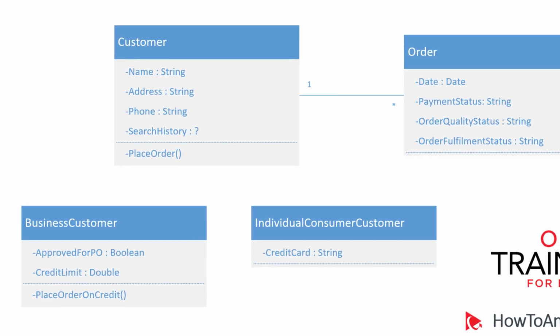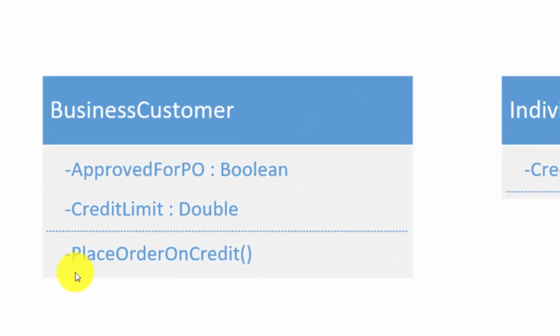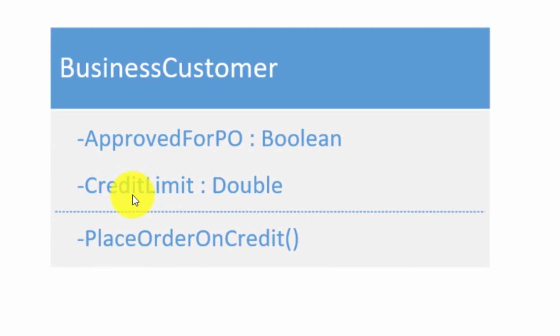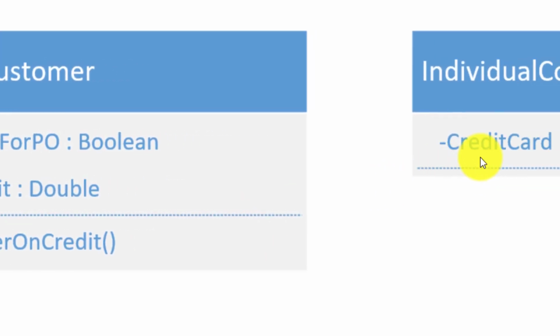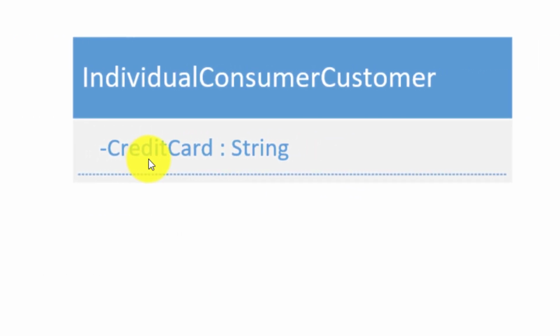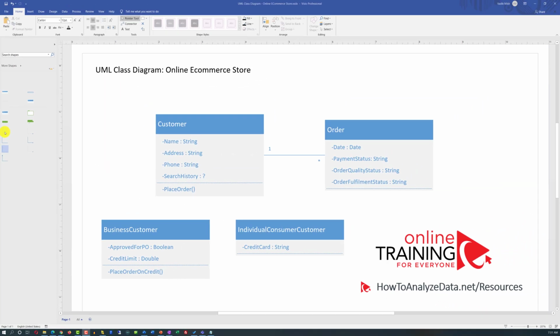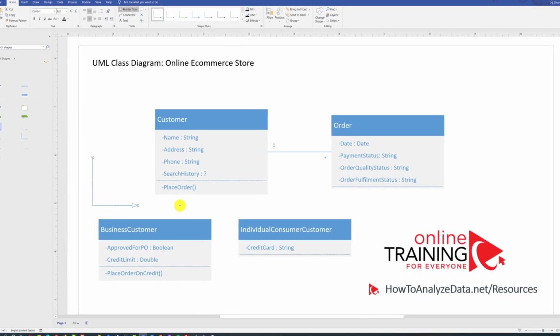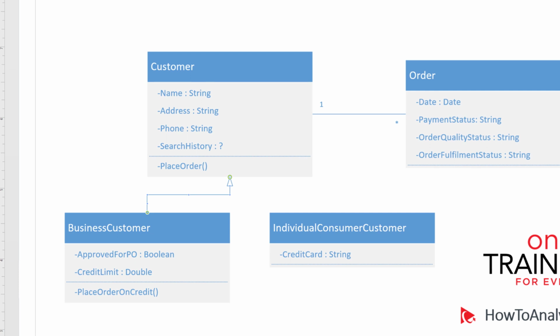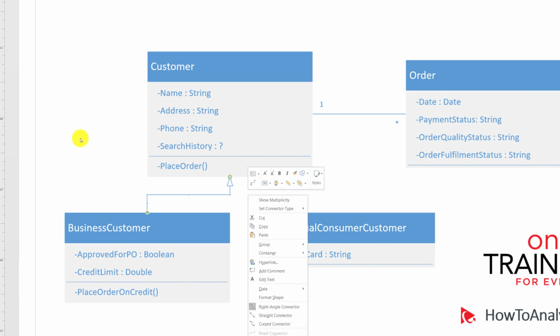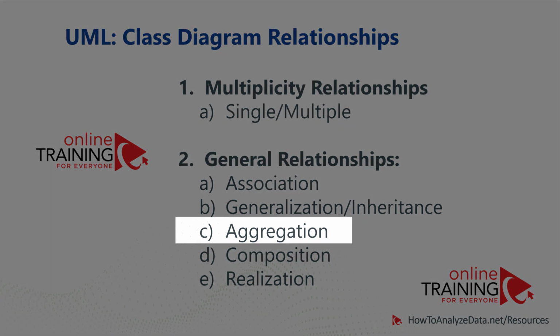For example, business customers may be approved to buy with purchase orders, and this is why it's important to have credit limits for business customers. They can also place their orders on credit, versus consumers who only are able to place orders using a credit card. To show a generalization type relationship in the class diagram, we need to use the generalization stencil. Once we bring it into the picture, we can connect it to the objects and make sure the relationship is established. Once we've established the relationship for one object, we can copy and paste the relationship stencil, or we can bring in a new one.